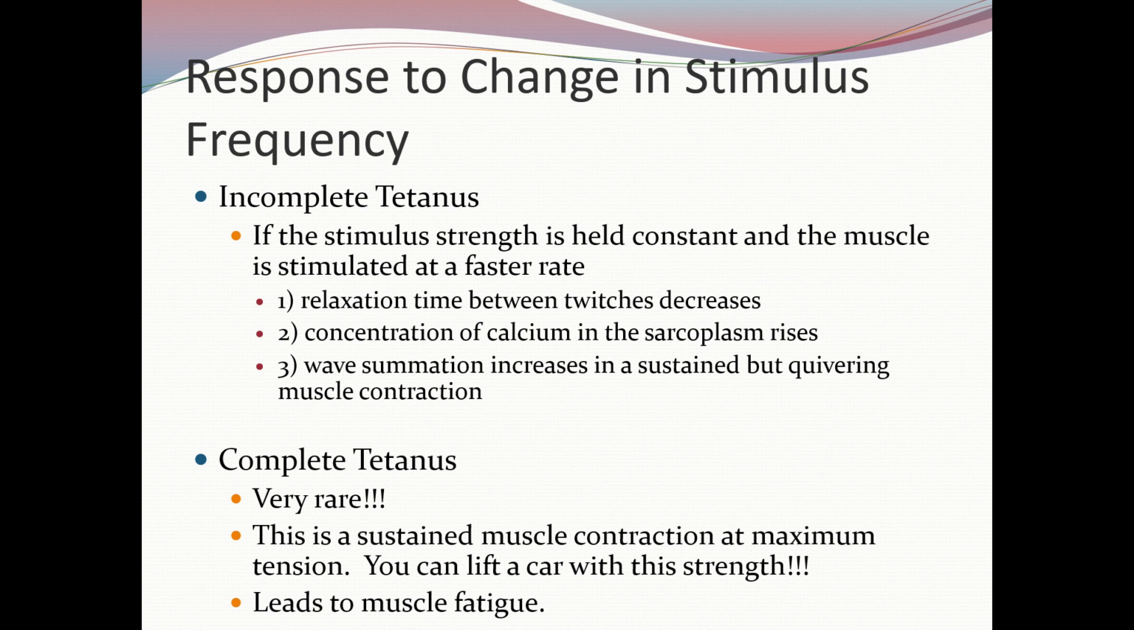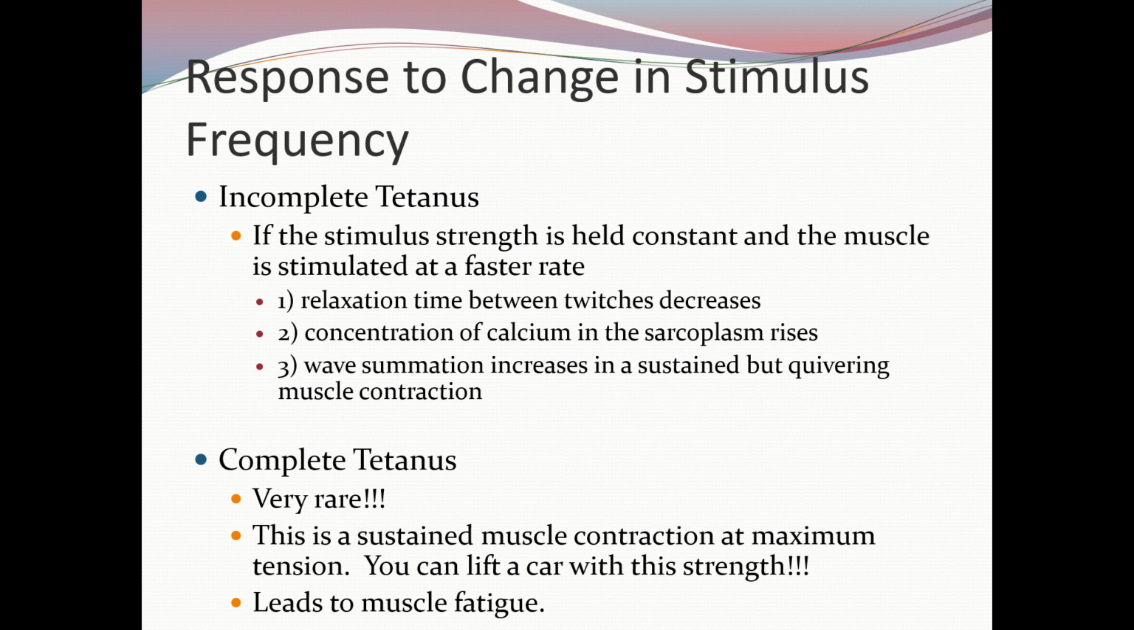This is occurring within the same muscle fiber, the same motor unit. So the summation can result in a process called tetanus, and there are two: incomplete and complete. Incomplete tetanus occurs if the stimulus strength is held constant and the muscle is stimulated at a faster rate. So the relaxation time between twitches will decrease, the concentration of calcium in the sarcoplasm rises, and wave summation increases, resulting in a sustained but quivering muscle contraction. That is what's going to occur during really intense muscle movement, like heavy weightlifting and such.